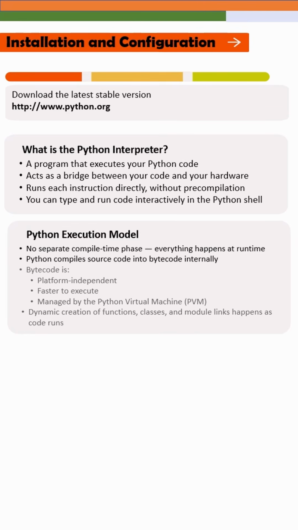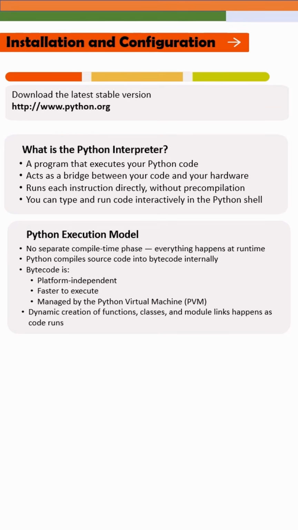However, Python does perform one translation step behind the scenes. It first compiles your source code into a form known as bytecode. So bytecode is a lower level platform independent representation of your code that allows Python to execute your program faster. So in short, when you run a Python program, your source code is first translated into bytecode, and then the Python virtual machine, that is PVM, executes that bytecode efficiently.